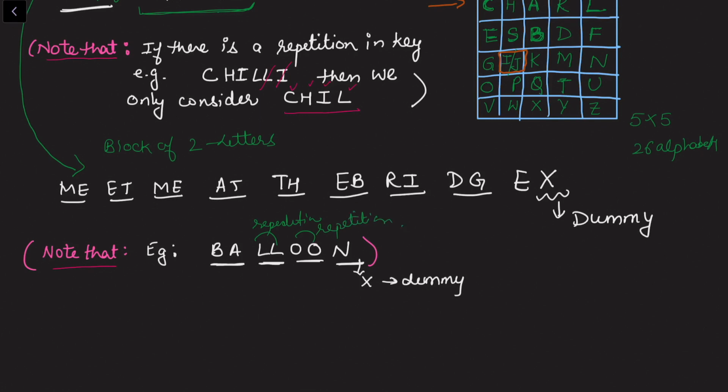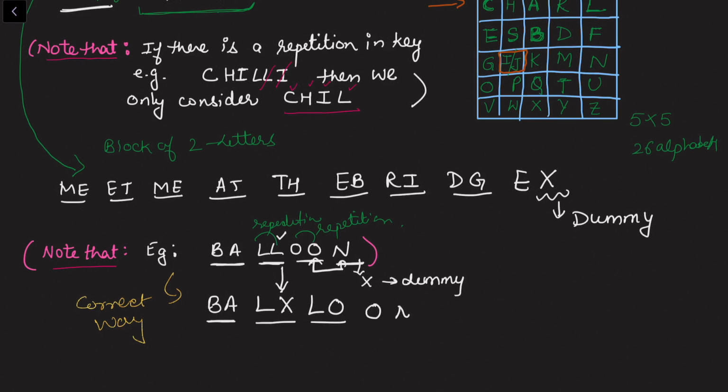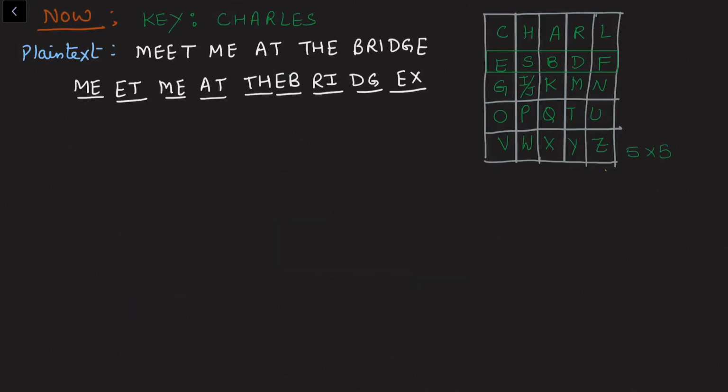To break this repetition, we follow this correctly. The correct way is to write BA. This is fine because both the letters are different. Then with this L, we attach another dummy letter, that is X. So this is LX. And now this other L is written with the next one, LO. And then this O goes with the N. So this becomes ON. So this is the correct way of writing the text into blocks of two letters.